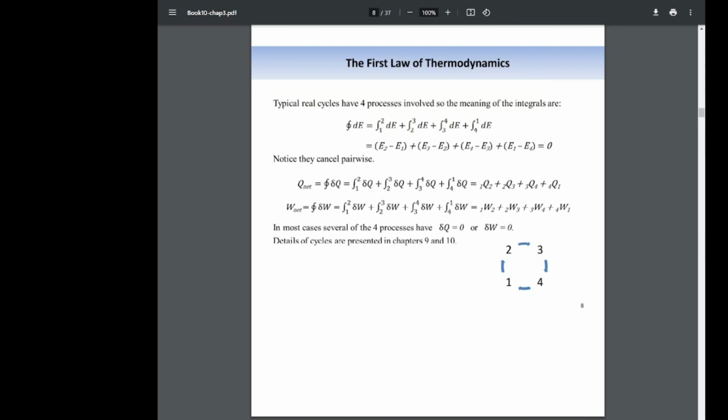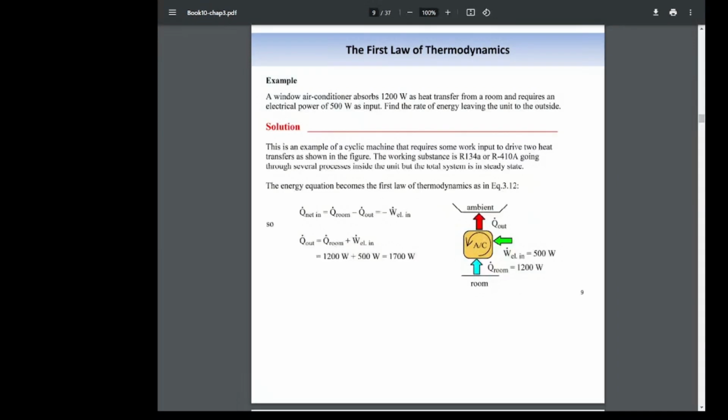Okay. What they say is, in most cases with these 4 processes, you're going to find the summation of all the heat is 0, and the summation of all the work is going to be 0 also. So you could have it separate in this case. We're going to look at these some more in chapters 9 and 10. Okay, we have an example.